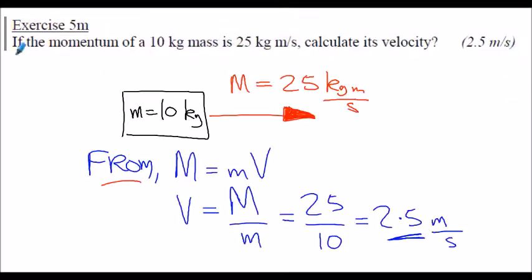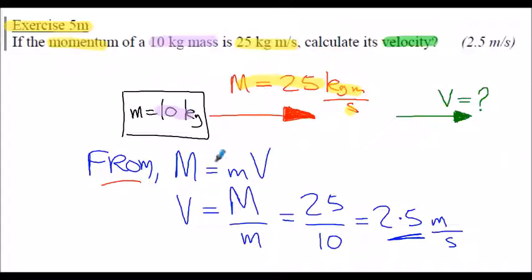So here's the solution for exercise 5M. The momentum in this case was 25 kilogram meters per second. That's the momentum of our mass. Mass was 10 kilograms, shown here. And we've got to calculate the velocity.